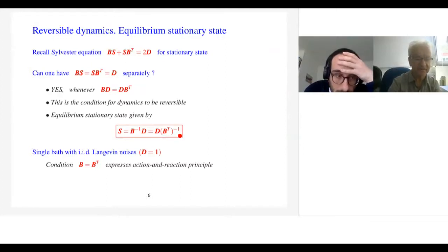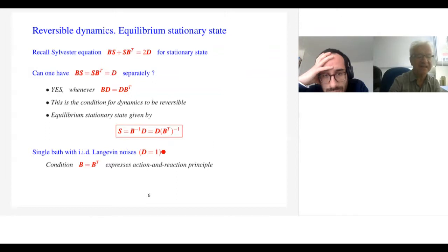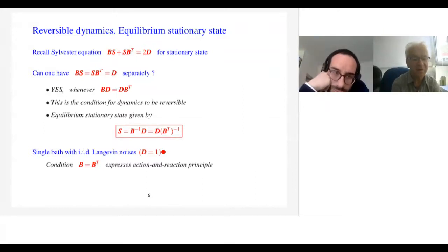So in this reversible case, finding this correlation matrix S just amounts to inverting the rate matrix. Nothing more. To have an idea of what is behind this compatibility condition, let me assume that the X's describe the coordinates of some oscillators coupled to a single bath with identical and independent Langevin noises. So in some units, D is the identity.